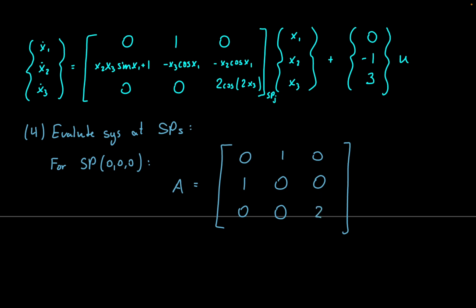Now, the way we find the stability of a system is we essentially find the eigenvalues of our Jacobian matrix.